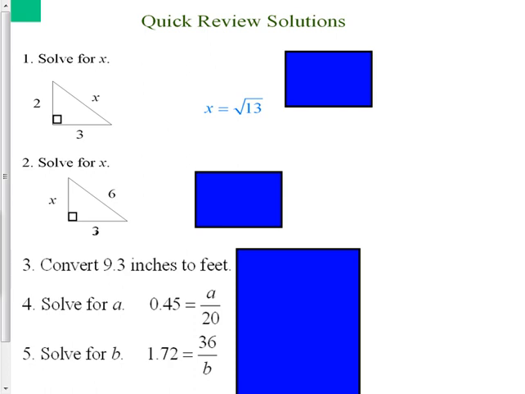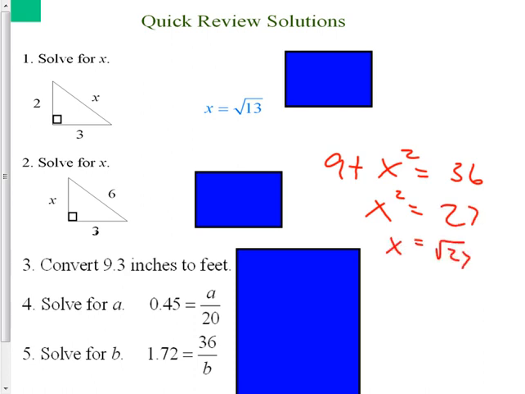Okay, so what you should be thinking is 3 squared plus x squared equals 6 squared. 9 plus x squared equals 36. Subtract the 9 from the 36. You got x squared equals 36 minus 9, 27. And then x equals square root of 27. Raise your hand if you had that one right. Okay, good. What if I said you were wrong?